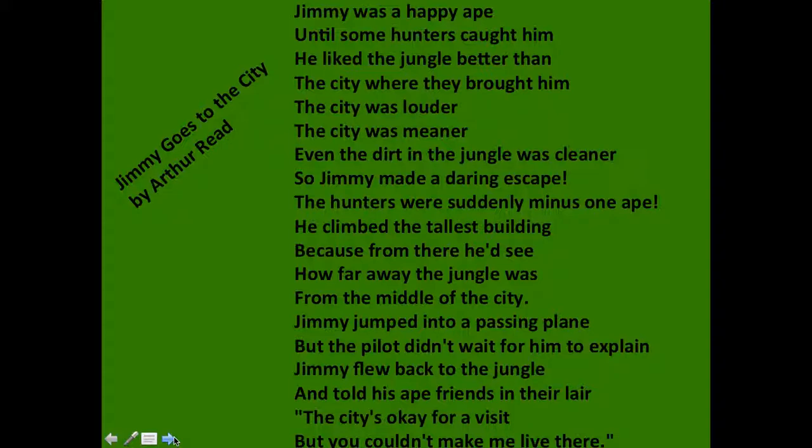He climbed the tallest buildings because from there he'd see how far away the jungle was from the middle of the city. Jimmy jumped into a passing plane, but the pilot didn't wait for him to explain. Jimmy flew back to the jungle and told his ape friends in their lair, "The city's okay for a visit, but you couldn't make me live there."